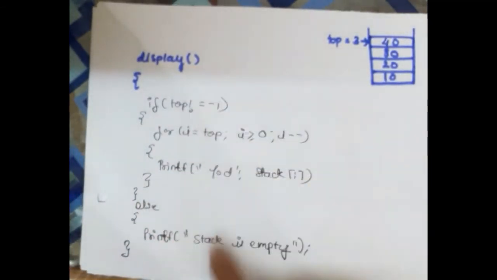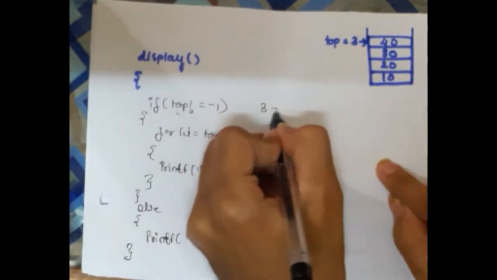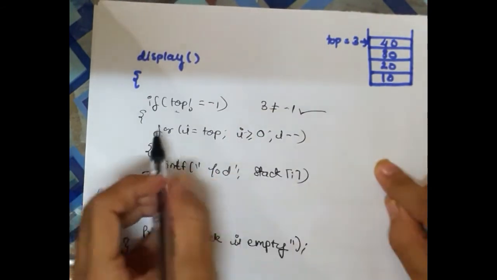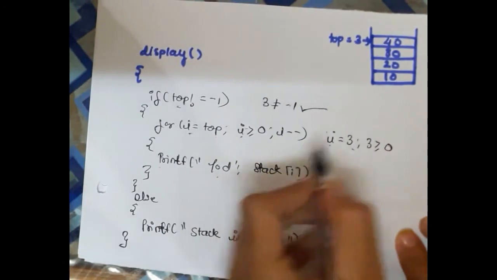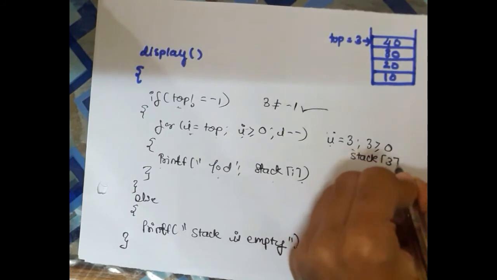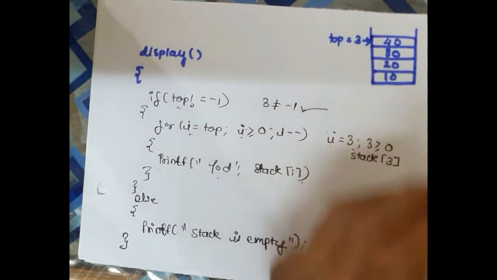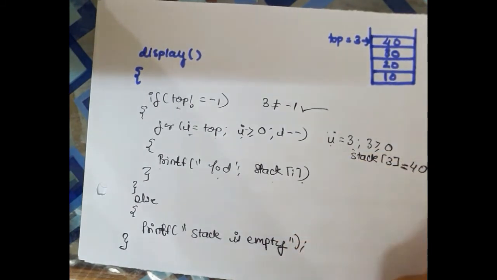Okay. Now let us understand it in detail. So now top is at 3. Okay, so 3 is not equal to -1. The condition is true. So for I equals to top, I equals to 3. Now the value of I is 3, and 3 is greater than equals to 0, right? The condition is true. So printf %d stack of I. Stack of I means stack of 3. The element at this position, stack of 3, is 40. Okay, so 40 will be displayed.